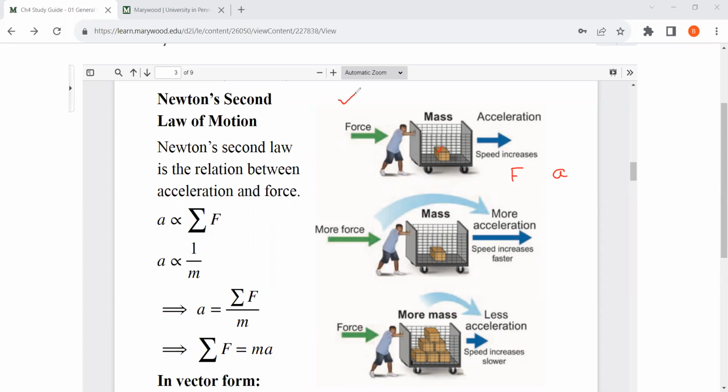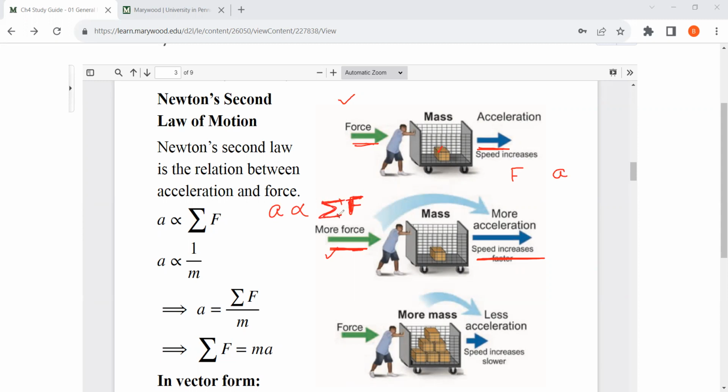Now let's consider this picture and this second picture. Here you see that because of this force we have this acceleration. Now we increase the force, and you see that the acceleration also increases. So force and acceleration are proportional to each other. We can write a is proportional to the net force. Net force is the sum of the forces.